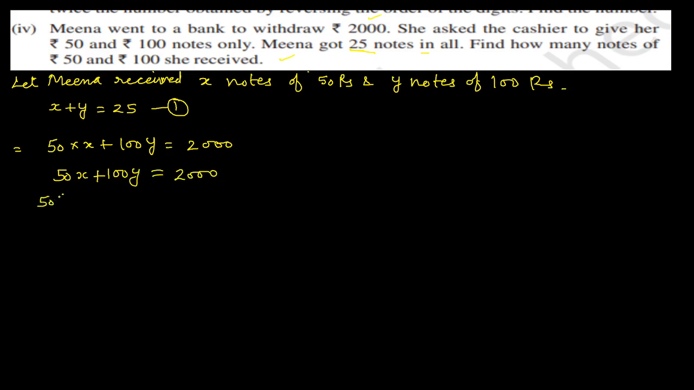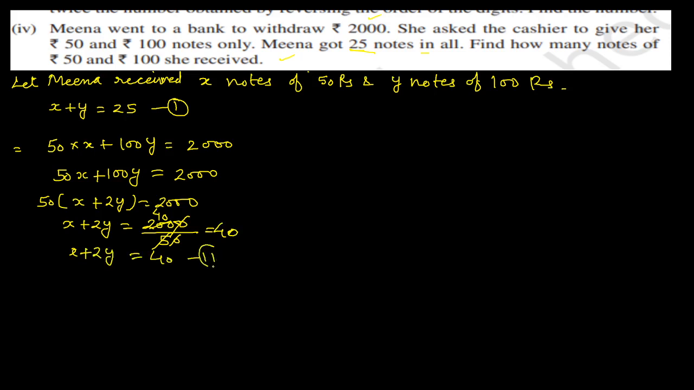So what will you get? x plus 2y is equal to 2000 divided by 50. So 5 4s are 20, that is 40. So x plus 2y is equal to 40. This is your second equation.